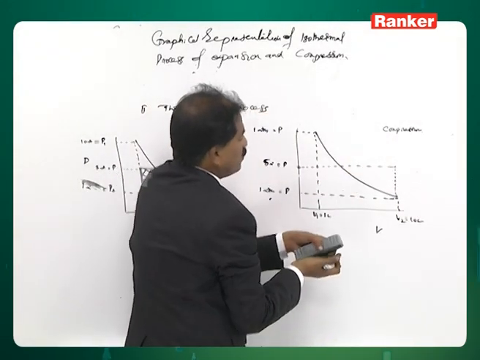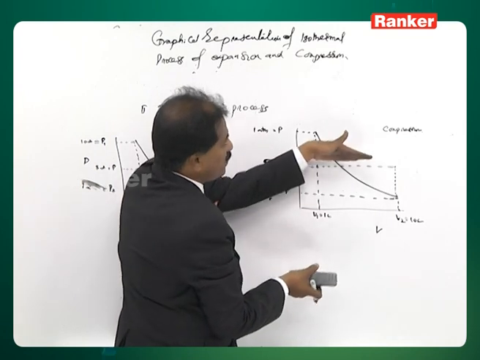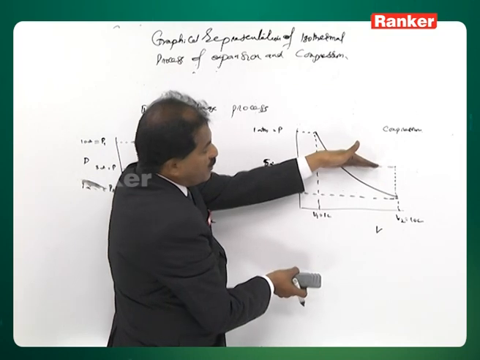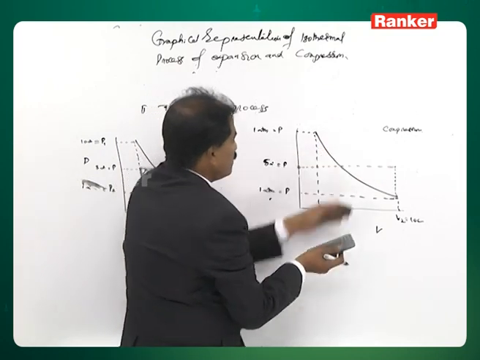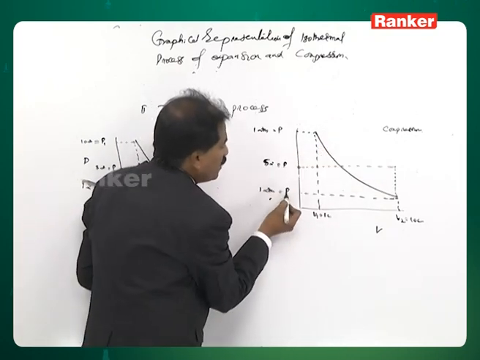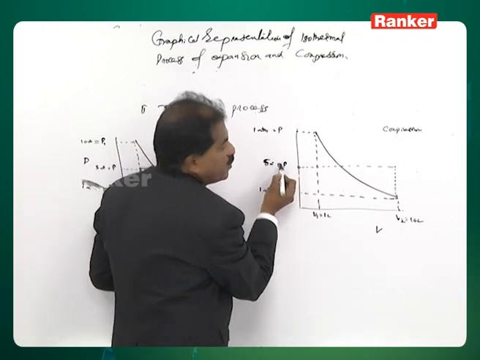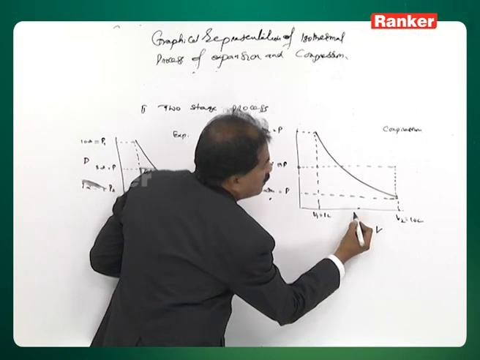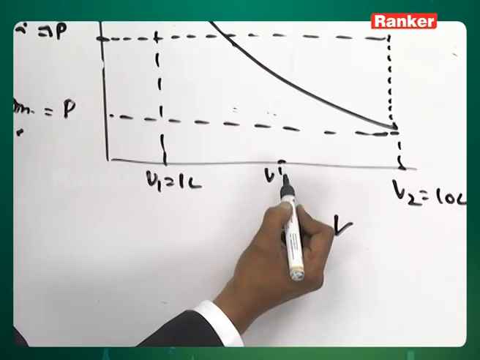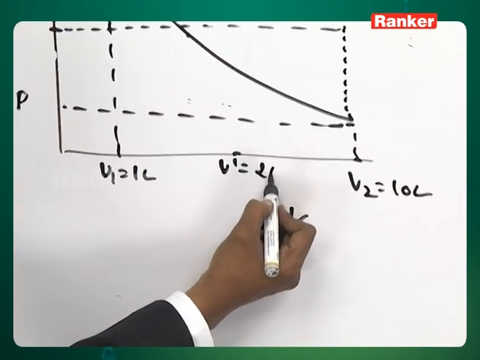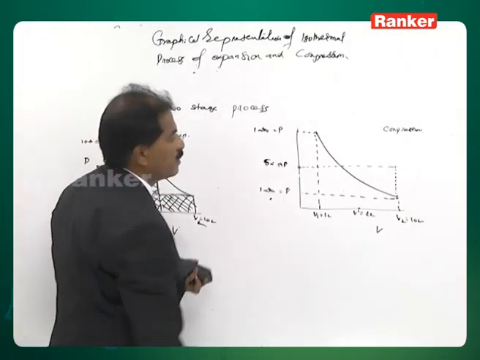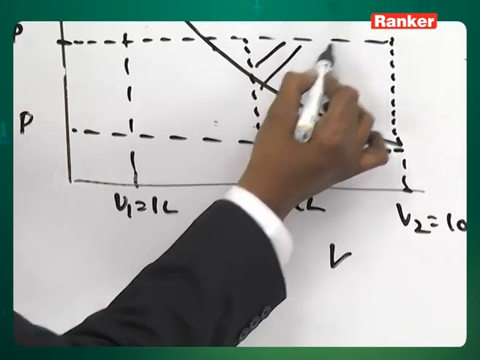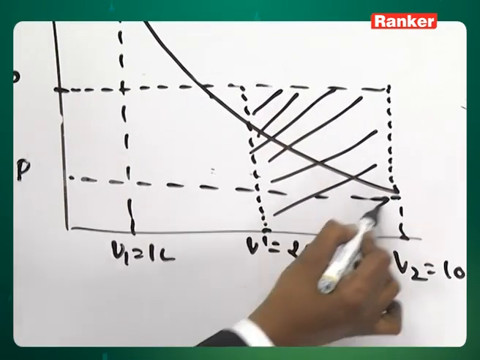Now the gas came to this position. We are increasing the pressure from 1 atmosphere to 5 atmospheres. Proportionately, the volume of the gas will decrease to this level. So let us say this is V dash. I will call it 2 liters. Therefore, this is the work done by the surroundings during compression.